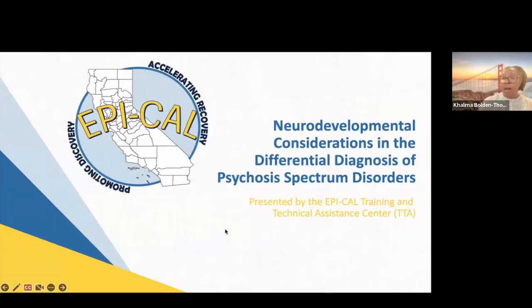So we are going to talk about neurodevelopmental considerations, particularly when it comes to differential diagnosis and psychosis spectrum disorders. We're going to talk a lot about the developmental spectrum, focusing very much on early development and our younger clients. I'll make sure I touch on how some of these neurodevelopmental considerations may appear in adulthood because they look slightly different.